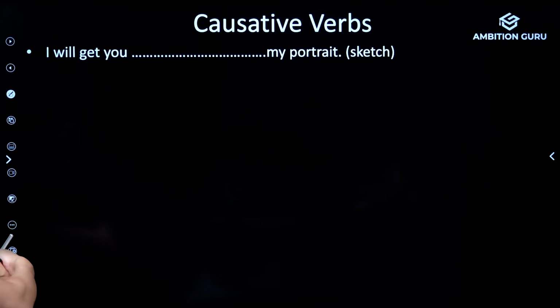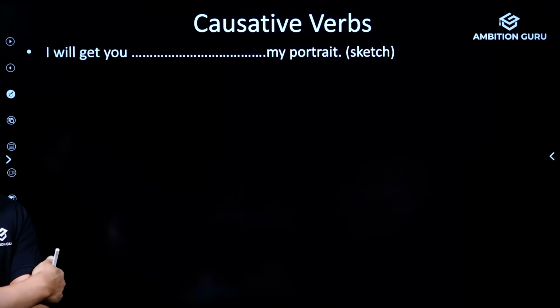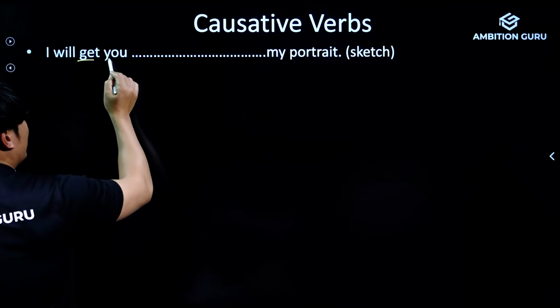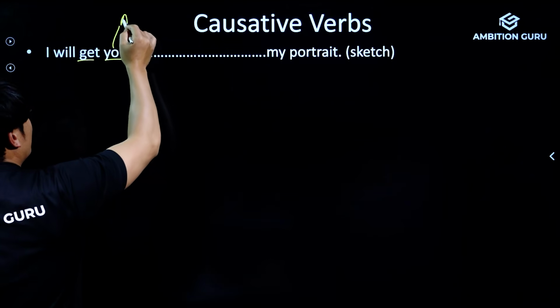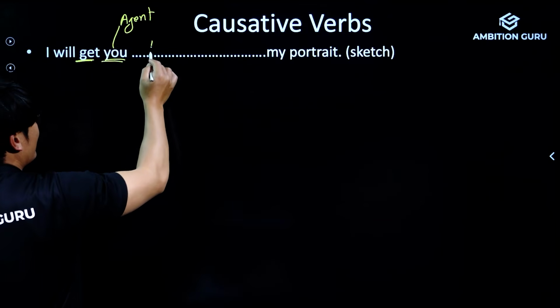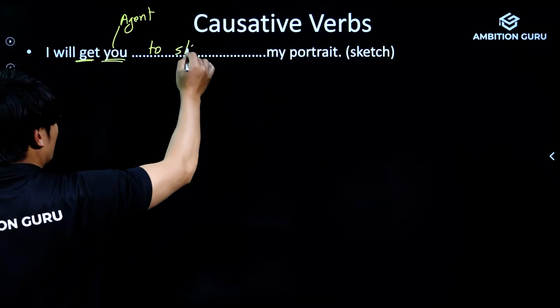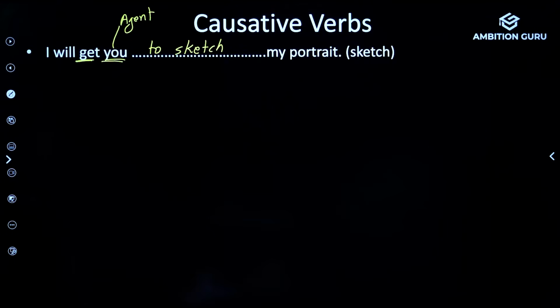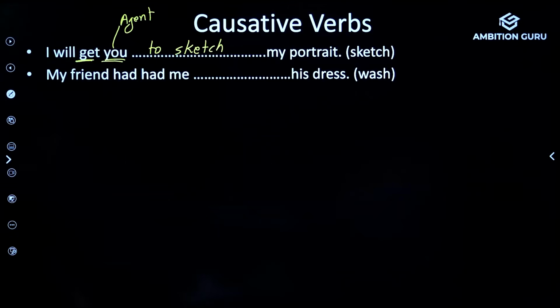I will get you to sketch my portrait. So what is right? After get, there is 'you', so what happens? When there is get after the object, then here should be 'to' plus verb 1, like this. I will get you to sketch my portrait. Next question. My friend had me his dress. What should be here?